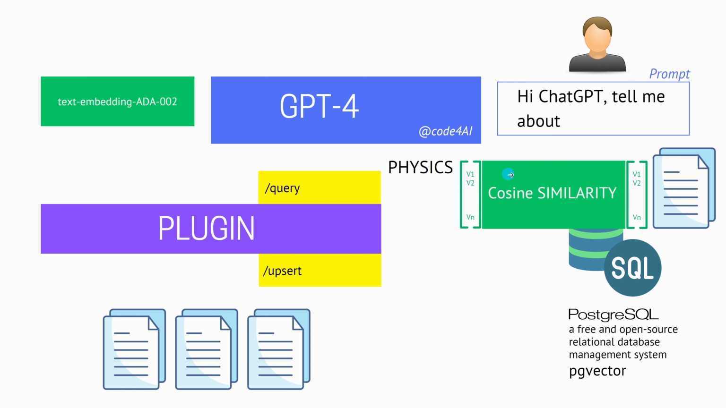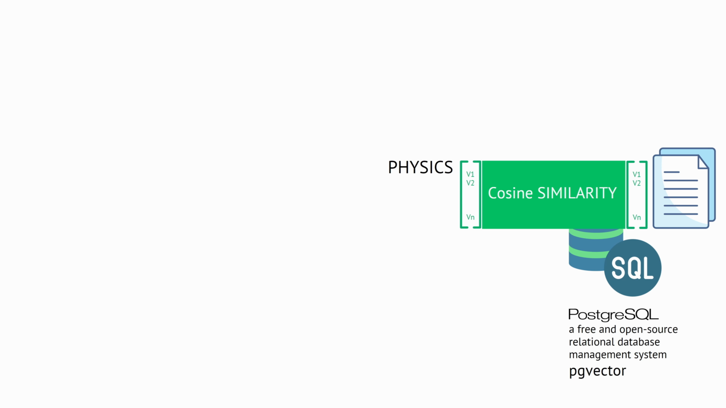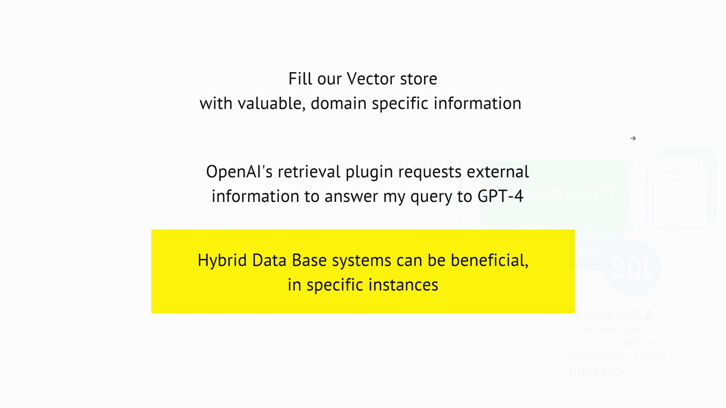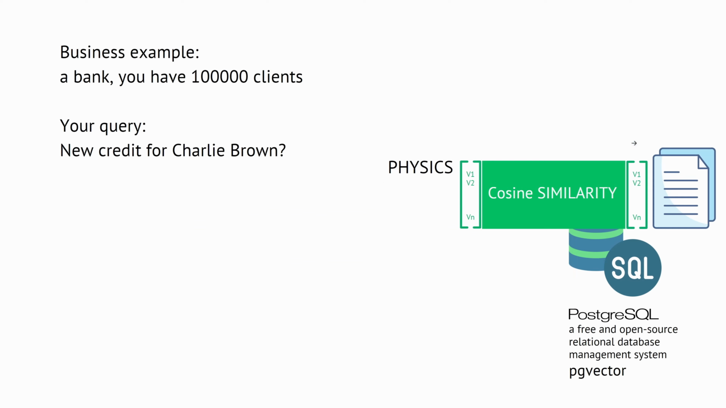Great. Now, if you have another example, let's just look now at this particular case. So, hybrid database systems. They are beneficial in specific instances. Let me show you a business example. You are a bank and you have 100,000 clients. And you have a query for GPT-4, hey, can I give a new credit for Charlie Brown? Let's say this is a particular person. Now what do you do?